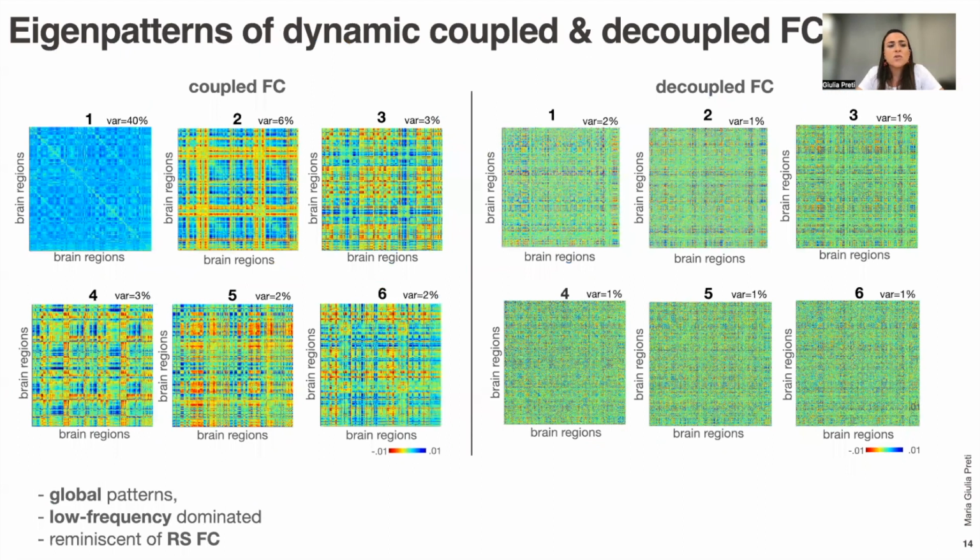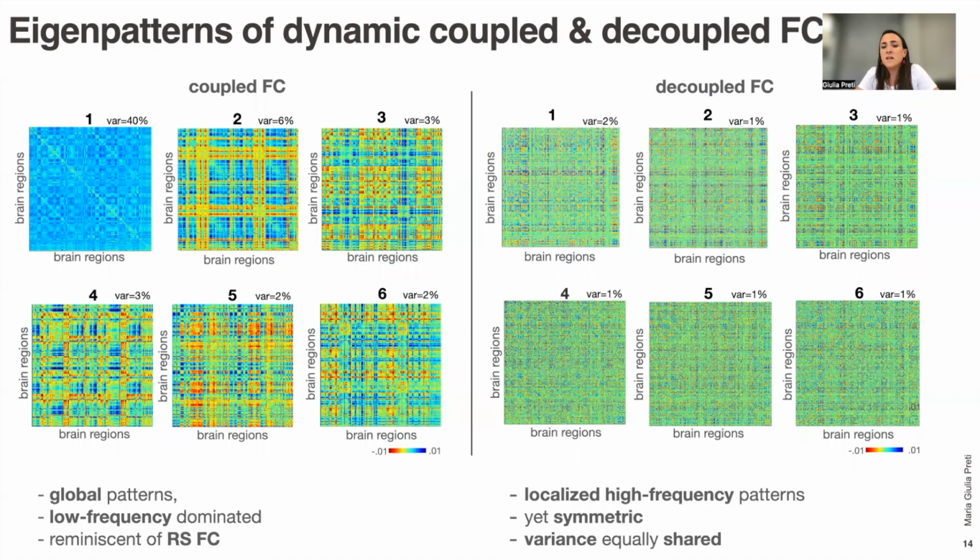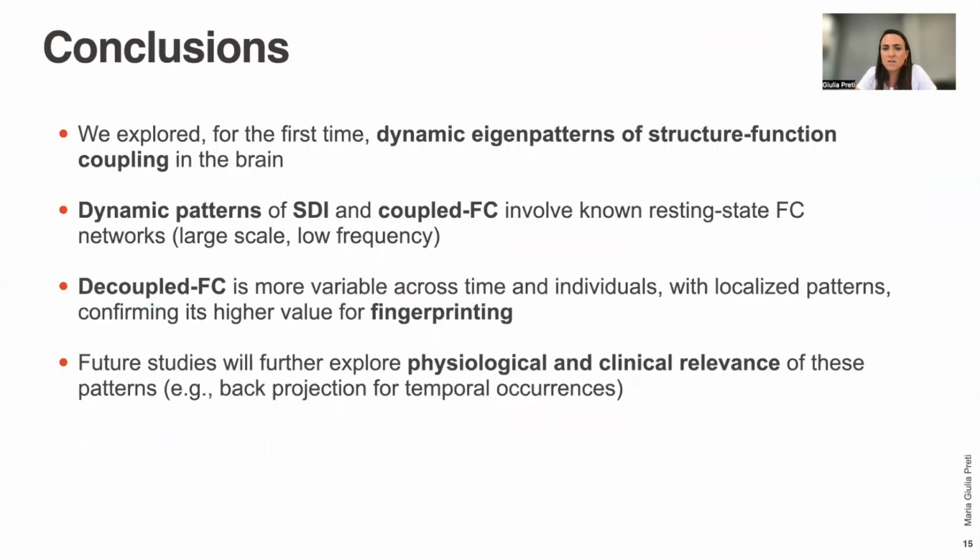A similar situation occurs when we look at the coupled functional connectivity decomposition, while a different case we have with the decoupled version, where the variance is equally shared, meaning that we have more temporal variations across time, and these patterns are also more localized. They encode high-frequency components, even if we can notice that they're still symmetric left-right.